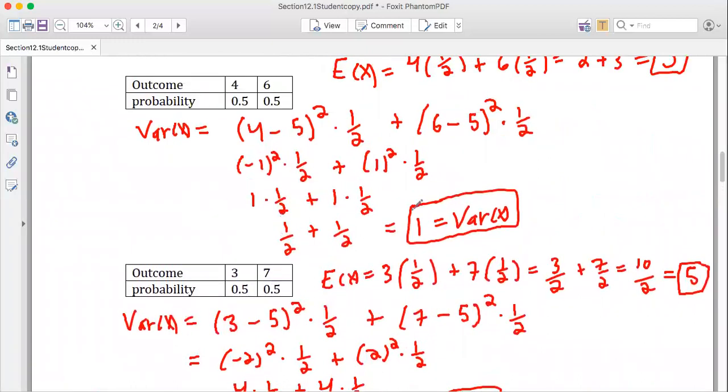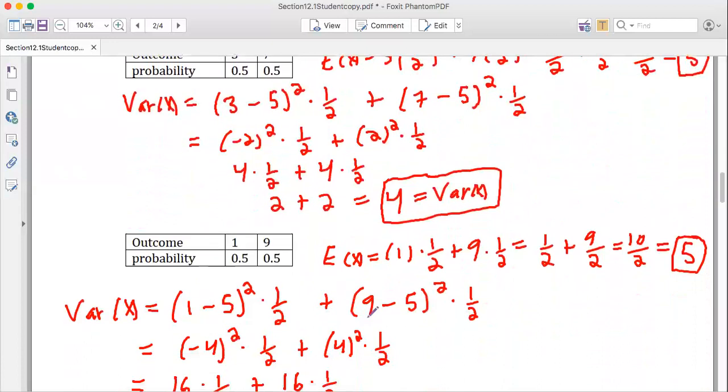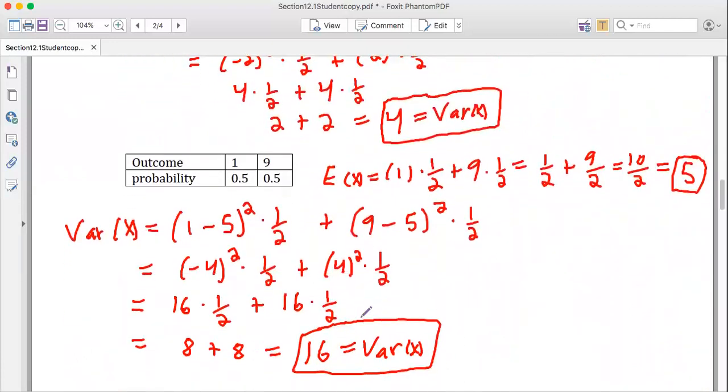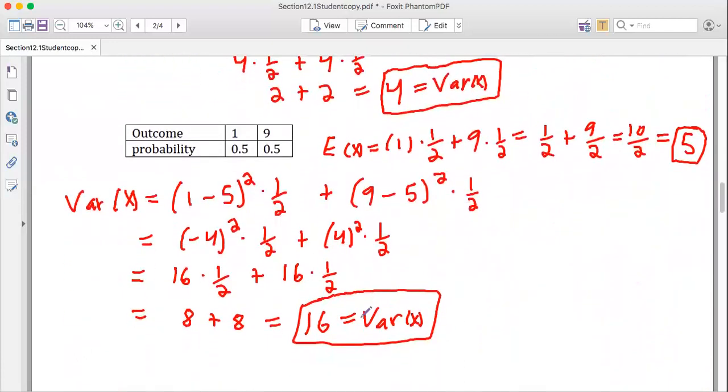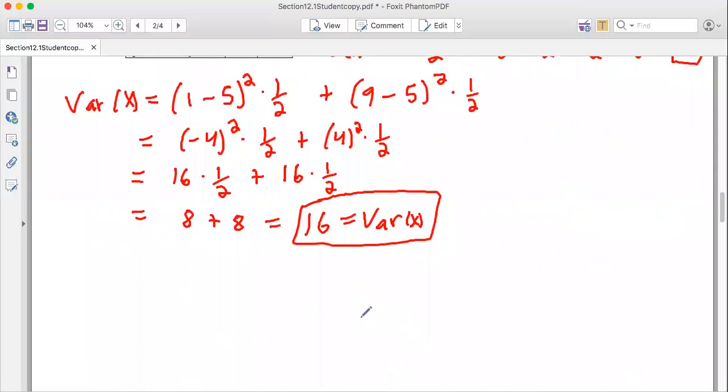For the first table, the variance is 1. For the second table, the variance is 4. And for the third table, the variance was 16. And those are wildly different, while the expected value was the same. Here's what I want to mention about this. The expected value, E of x, is a measurement of central tendency.